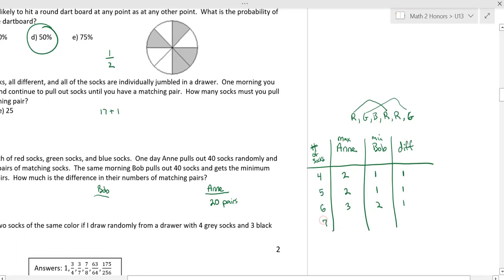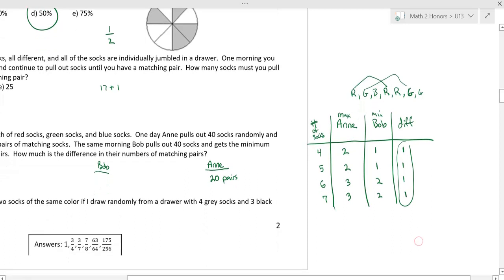7 socks. Best Anne can do is 3. Bob, well, say he picks another green, so he still needs something else to match, so he's still got 2. Difference is 1. So notice the pattern here. The difference is always 1. And you can do this as much as you want, but you'll see that the difference will always stay 1.